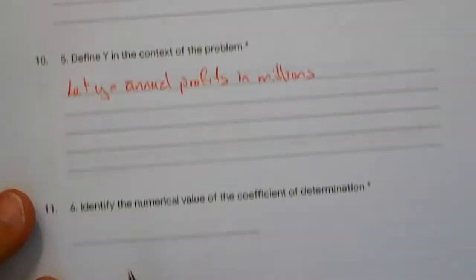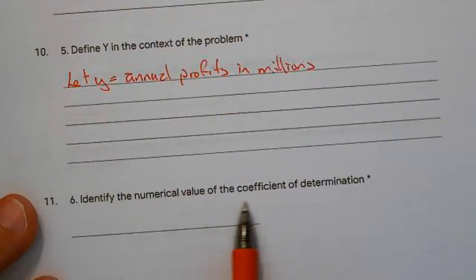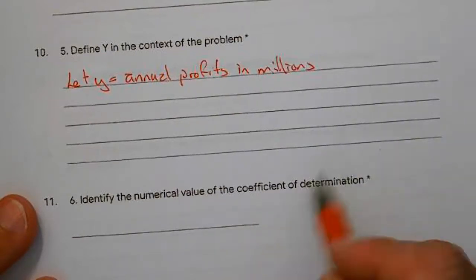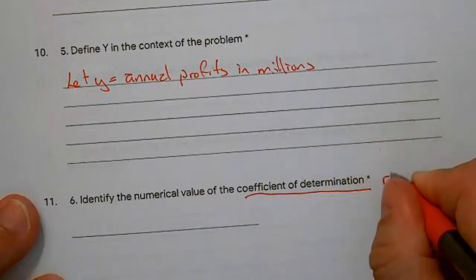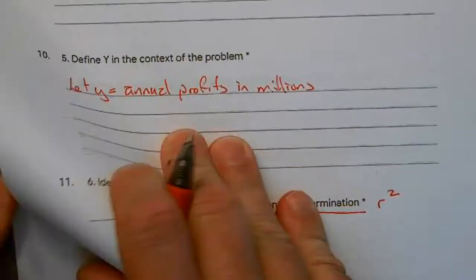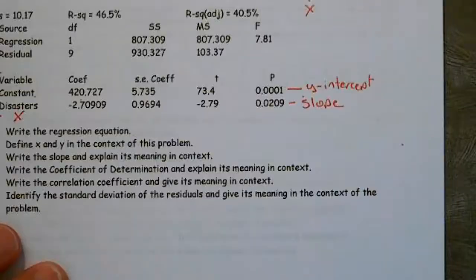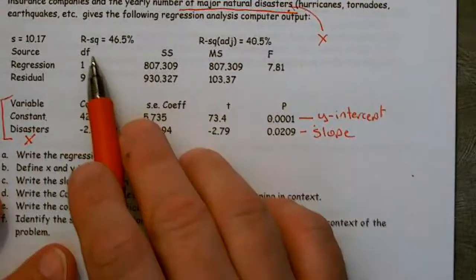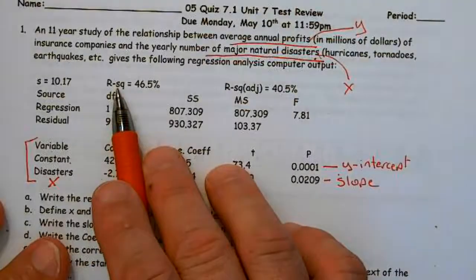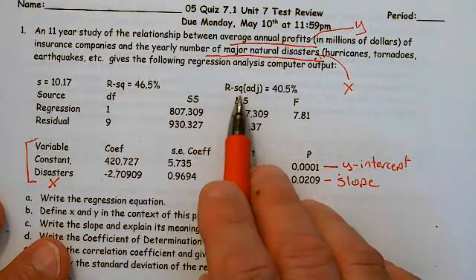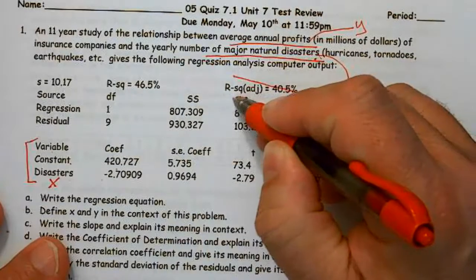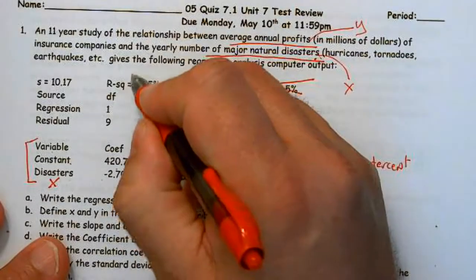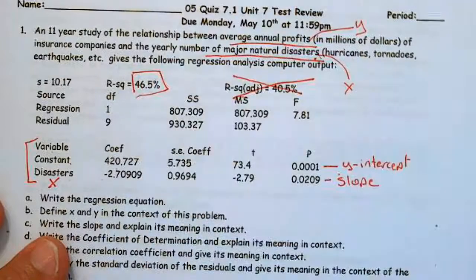The next thing it asks for is identify the numerical value of the coefficient of determination. All right, first off, you need to know that this is R squared. We're going to look on the computer printout for R squared, and it can be in all sorts of places. And that SQ stands for squared, but we see it twice. We will never use the adjusted. So my R squared value is 46.5. And you can write it just like that.